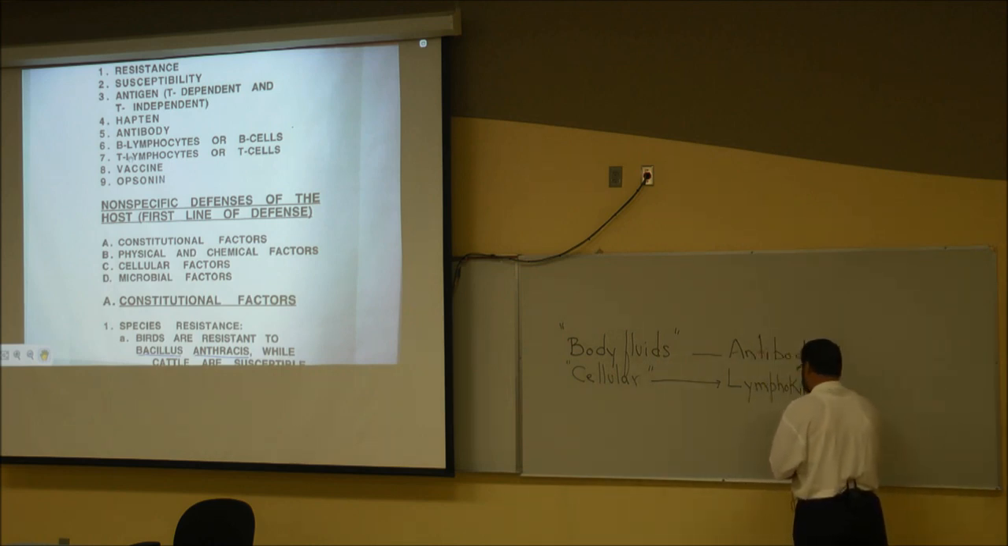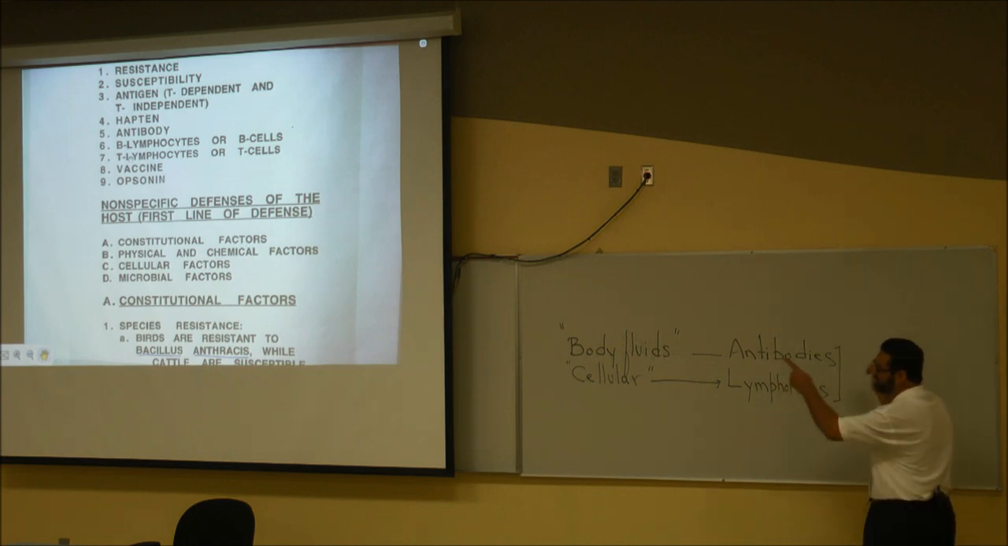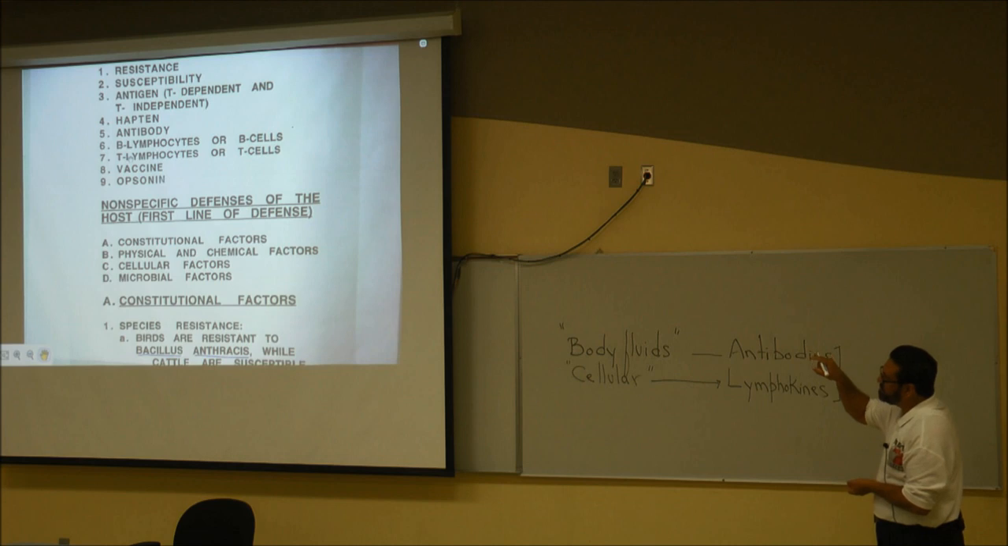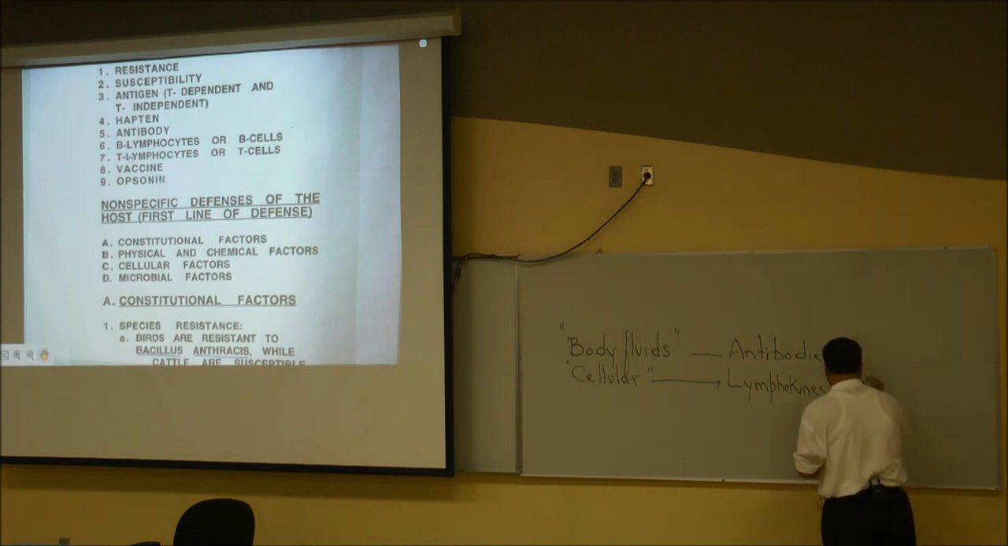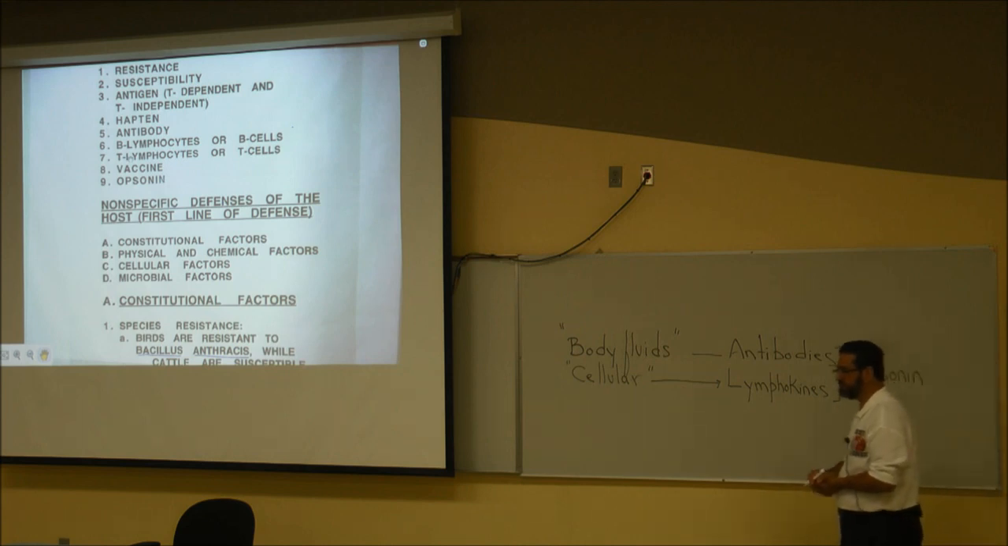Both of these have similar functions. Okay? Both of them kill microorganisms, true or false? Antibodies and lymphokines kill microorganisms. True or false? False. They don't kill, but they help in killing. They are death flags. They are death markers. So they enhance phagocytosis by attracting phagocytic cells. Any substance that enhances phagocytosis is called opsonin, number 9, opsonin. Both are opsonins. They enhance phagocytosis.